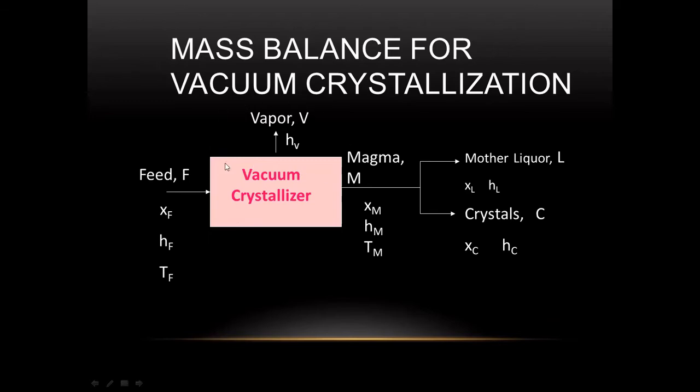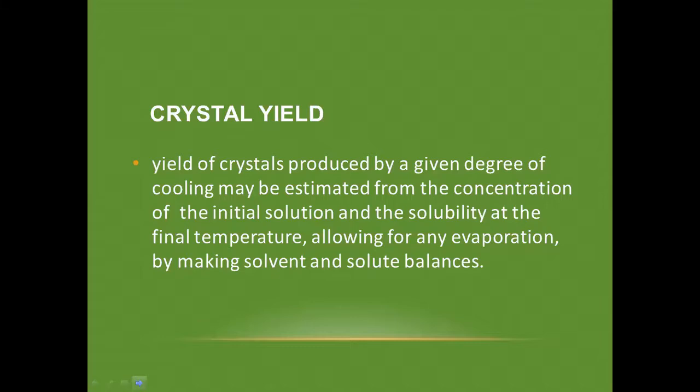Now, if a certain amount of water is vaporized, it is represented as V, and its enthalpy is H sub V. Your magma is represented as M, and it has this representation for solid, enthalpy, and temperature. From your magma, we have the mother liquor represented as L, with its solid content and enthalpy representations, X and H, and the same thing with the crystals. So this is how we represent our crystallizer. When you write your problems later on, just affix the quantities provided in the problem in this schematic, in this particular illustration.